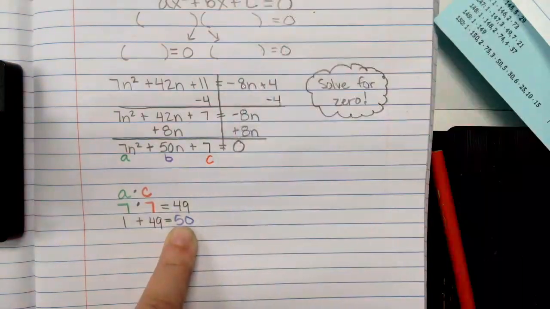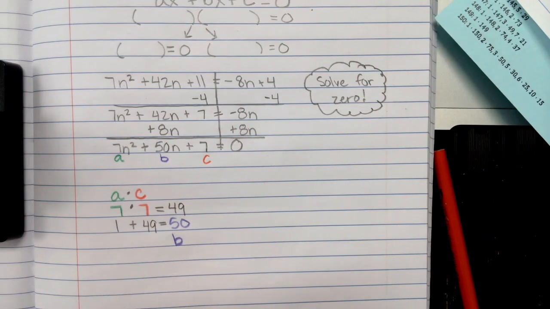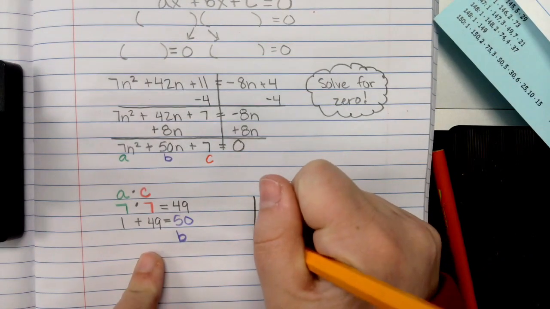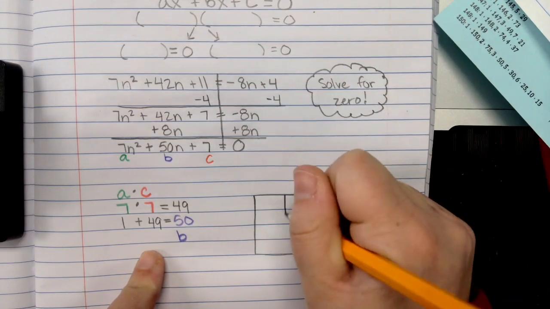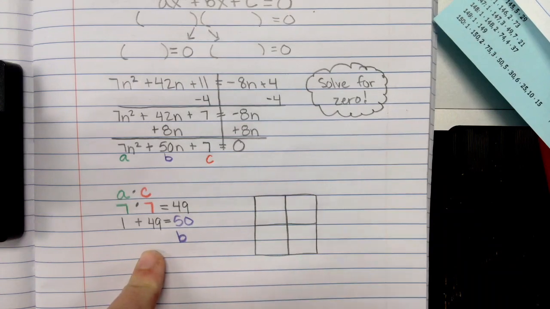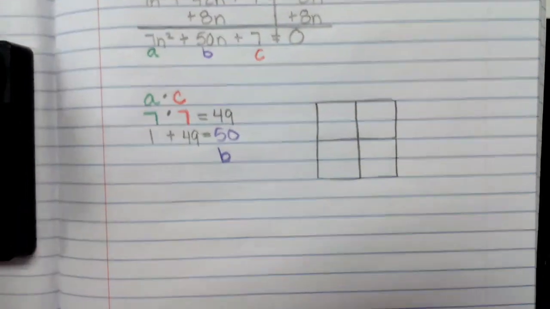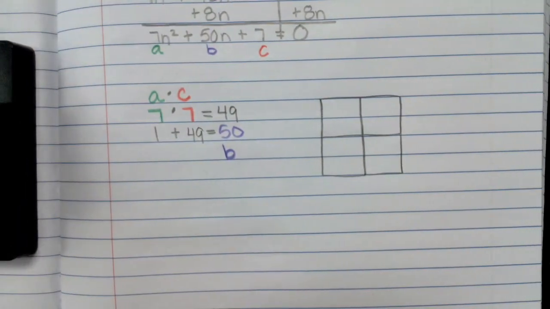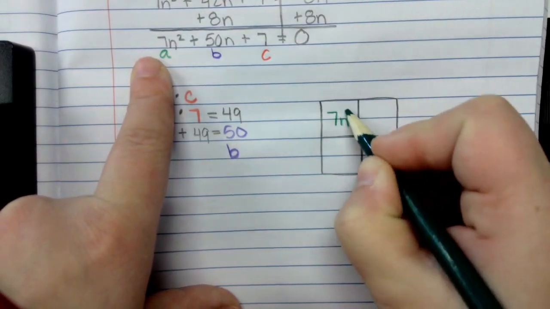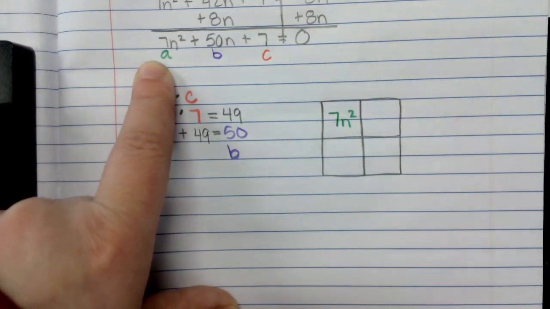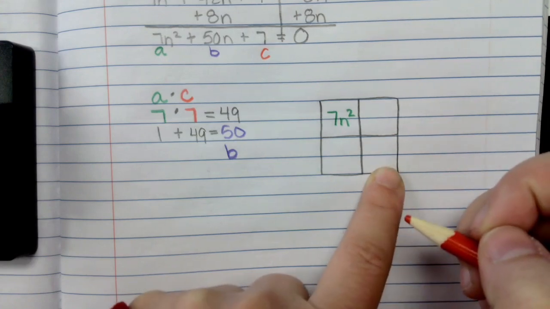Right, now we can go to that area model. At this point, you guys are really good at drawing those boxes, crushing it. I'm going to zoom in a little bit on this part. All right, what goes in my first box? The A, 7n squared. And in my last box, C, which is 7. Now our B, the 50n, we split into two parts.